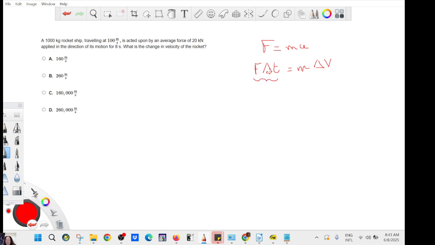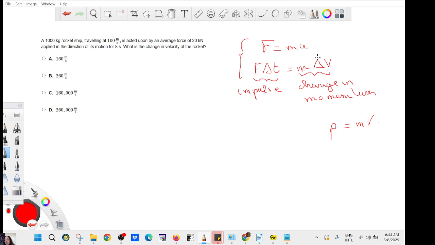This physical quantity here is called the impulse. This physical quantity is the change in momentum. Momentum is just mass times velocity. Okay, so it just says that if there is an impulse delivered to an object, then it will change its momentum. So it's the same.